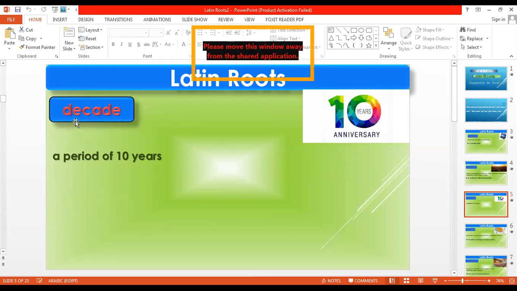The third word, decade. Decade means a period of 10 years. So each 10 years, we call it a decade. Like a century is 100 years. So decade is a period of 10 years.